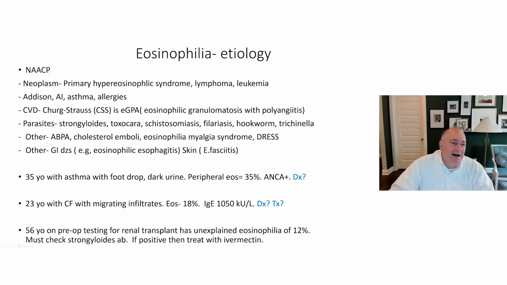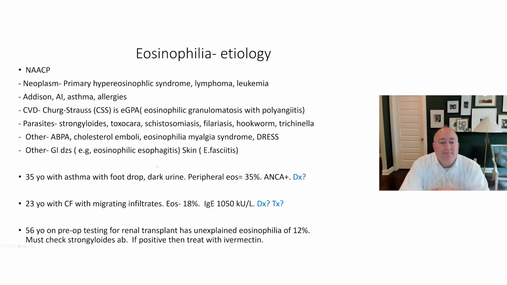One mnemonic is the NAACP: N for neoplasm, A for Addison's or adrenal insufficiency, asthma, allergies, C for connective tissue disease such as Churg-Strauss, now known as eosinophilic granulomatosis with polyangiitis. Parasites can do it, allergic bronchopulmonary aspergillosis, cholesterol emboli, and some other disorders. So these are just some examples to run through.